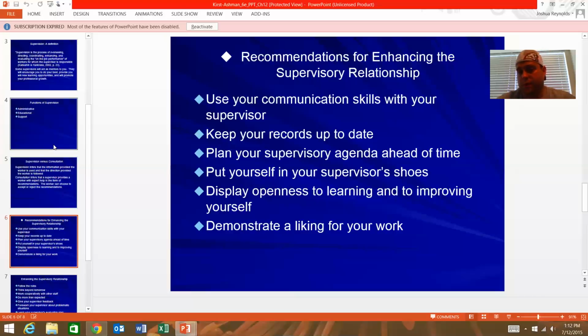So displaying an openness to learning, to improving yourself, saying, what do I need to do better? And people say, no, I really want to know. I want to improve. I want to be a better social worker next year than I was this year, and better this year than I was last year. And over time, they'll start giving you stuff. And if they see that you actually work on those things, they're more likely to give you constructive criticism. And then demonstrating a liking for your work. That's more rare than you would think.